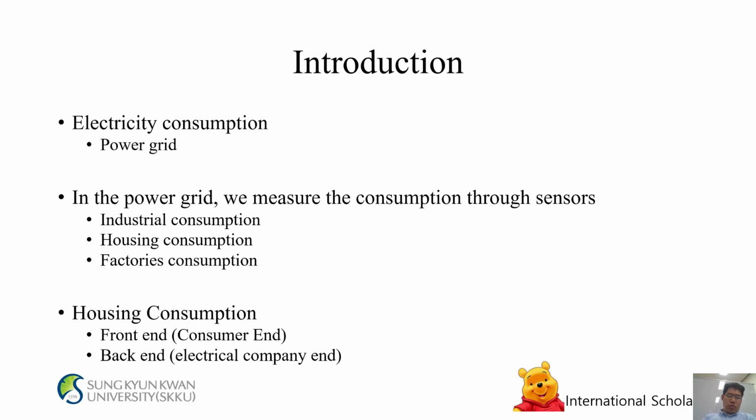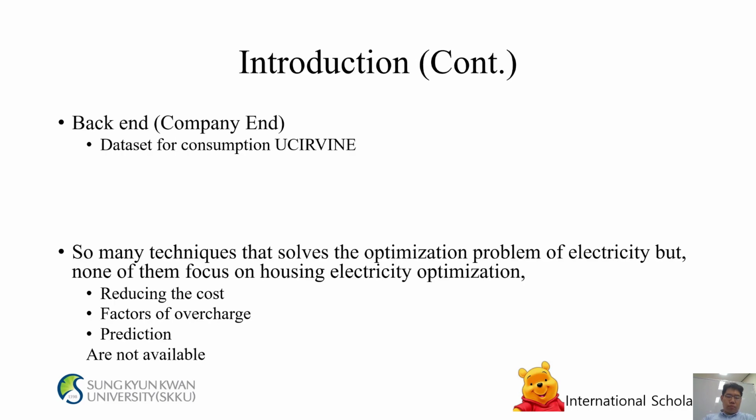Introduction. Electricity consumption. Power grid. In the power grid, we measure the consumption through sensors. First, industrial consumption, factories consumption. Housing consumption. Front-end, consumer end. Back-end, electrical company end. Dataset for consumption from UCI.